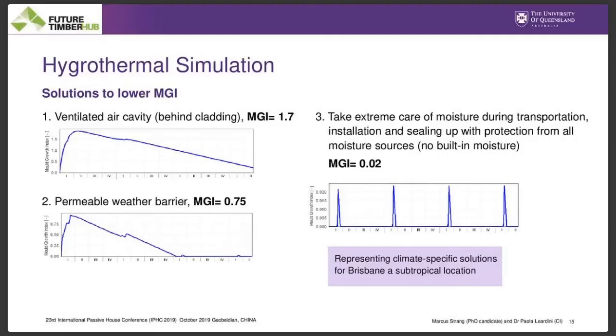And then for step 3, if you take extreme care of that moisture during transportation and installation, we have a very low mold growth index. So this might be done by putting up a tent during construction to make sure even if there's rain, it all pulls away and it doesn't sit anywhere, or sealing all the edges as they're the most vulnerable sections. So taking some precautions to ensure that there's no increased moisture.